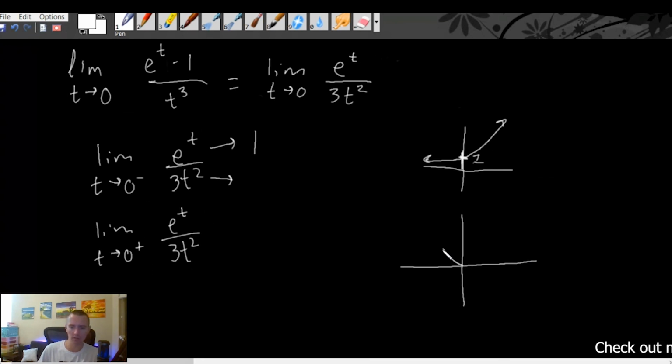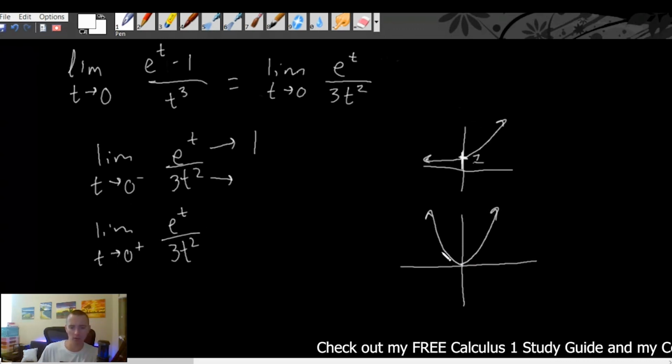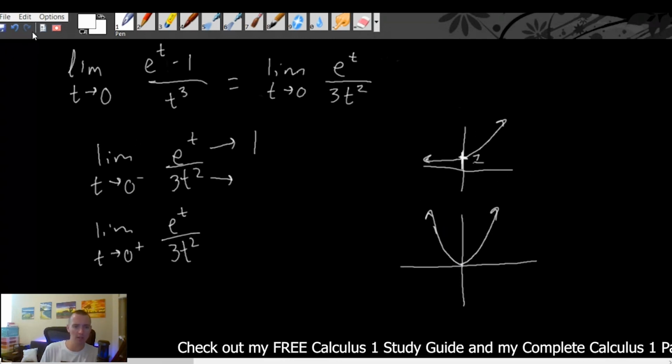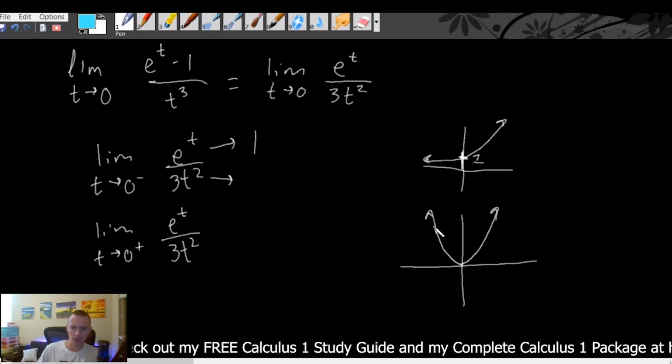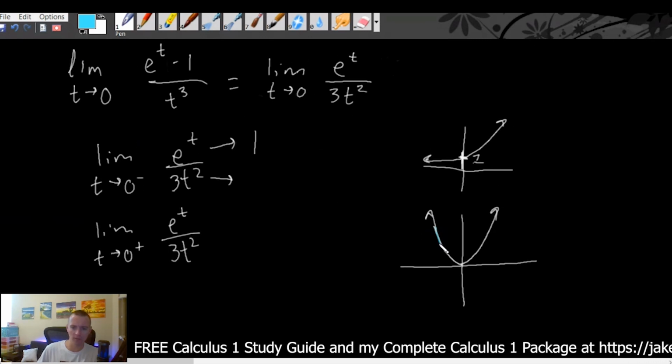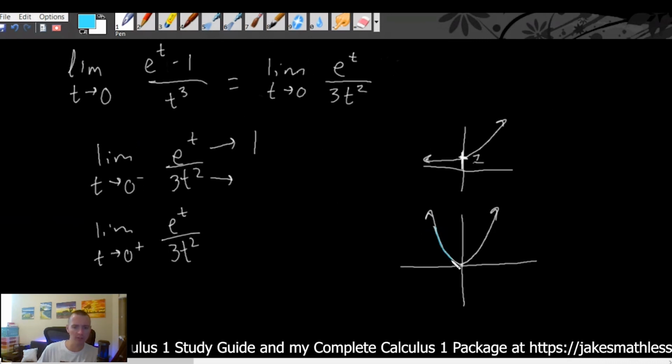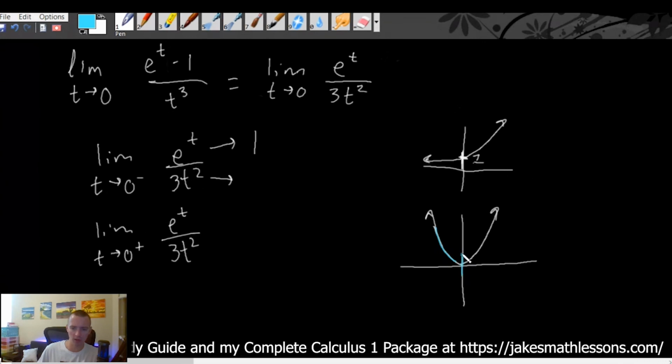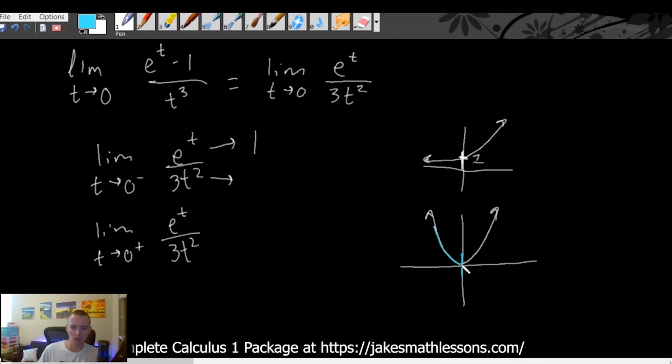Then on our denominator here, similarly, let's think about what a graph of 3t squared looks like. It's going to look something like this. We've got a parabola with the vertex at the origin, and it goes up to the left and to the right from there. So as t approaches 0 from the left, imagine traveling down our function from the left. As we get closer and closer to t equals 0, which is right here at the axis, the y value of our function is also getting closer and closer to 0.